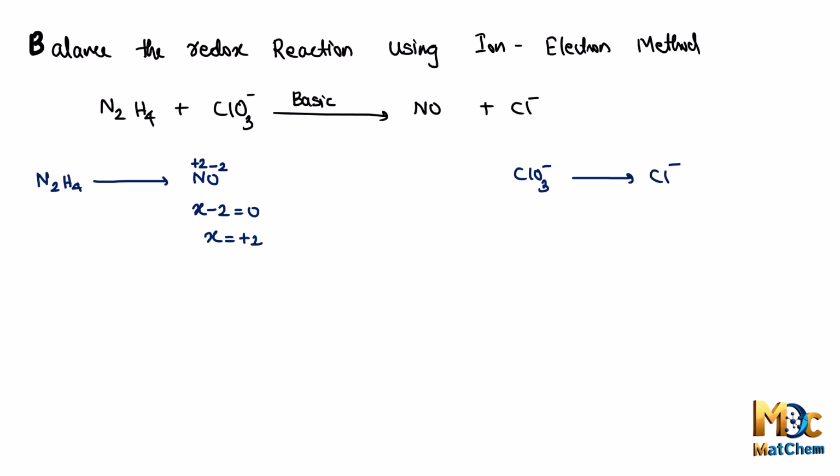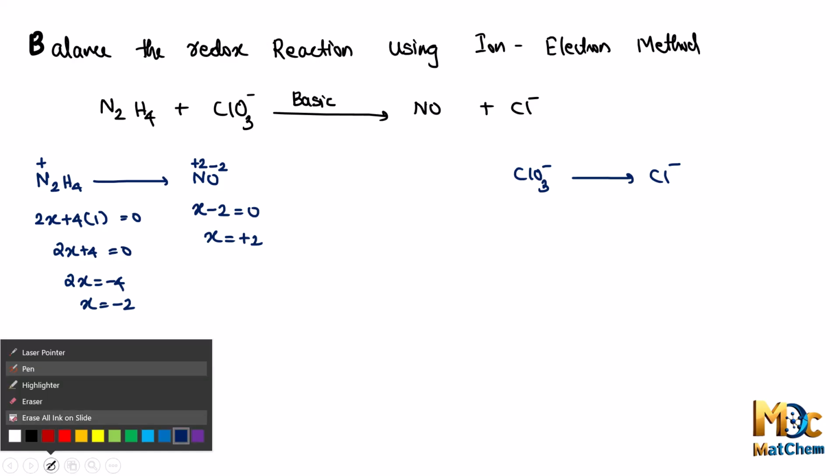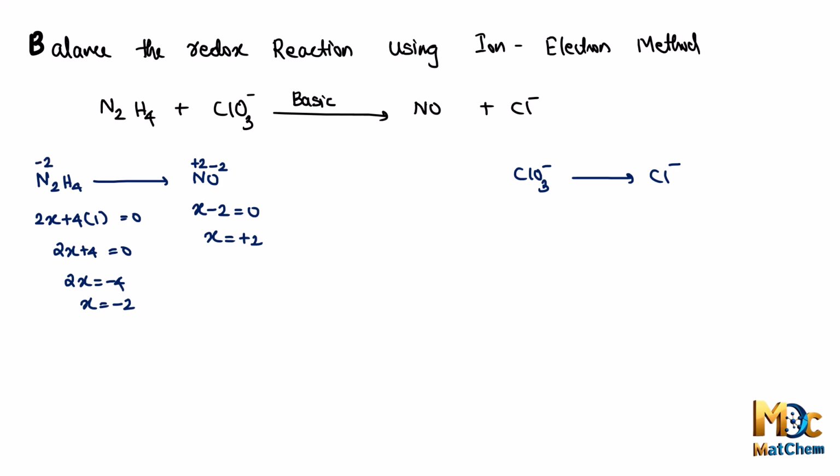Here, when you take N2H4, we know that hydrogen usually exists in +1 state. If you assume X for nitrogen, then 2X plus 4 into 1 equal to 0, that is 2X plus 4 equal to 0, that is 2X equal to -4. Therefore, X is equal to -4 by 2, that is equal to -2. Therefore, nitrogen will be -2. So here you can see that for nitrogen, the oxidation number increases from -2 to +2. So this is the oxidation half reaction.